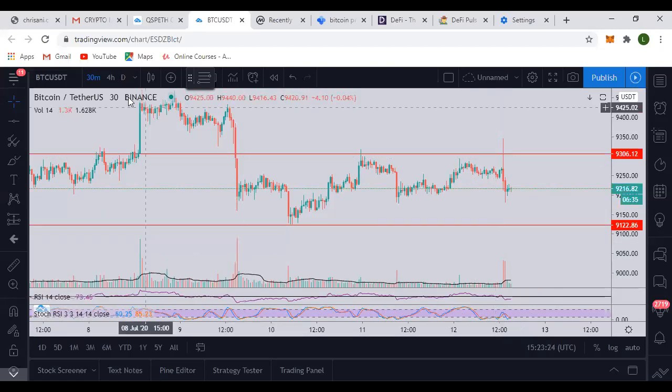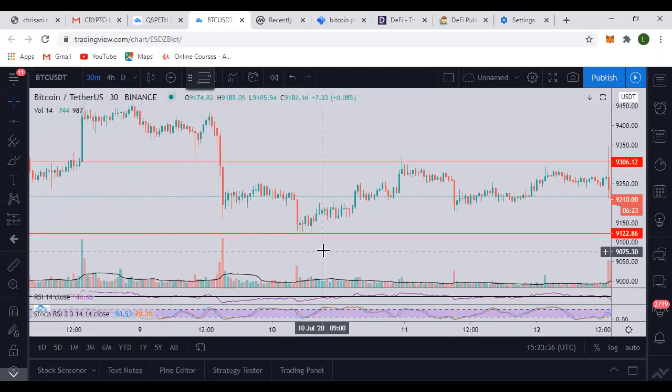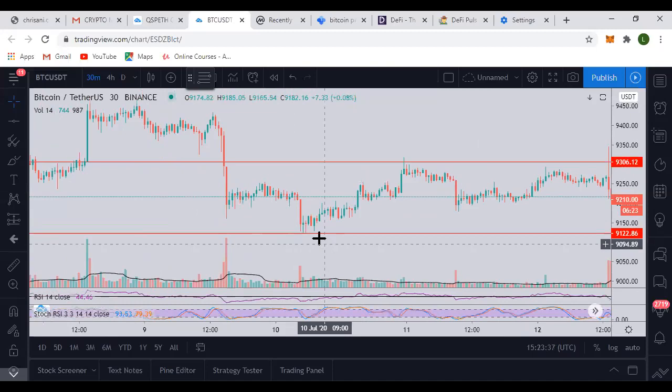If we are looking at the 30 minutes time frame now, this is a 30 minutes chart. So if you look at the prices now, you would see that at this particular level here, the price could not go beyond that level.